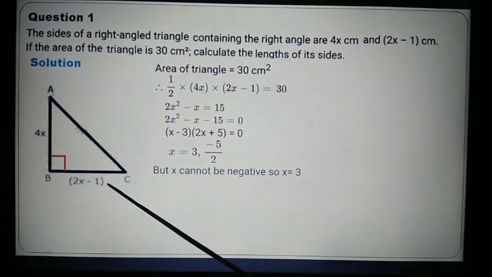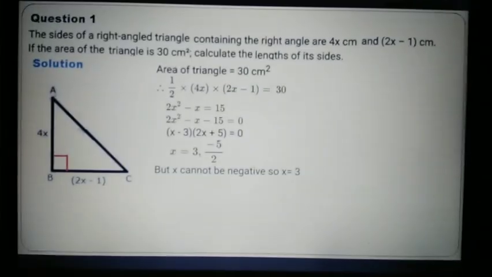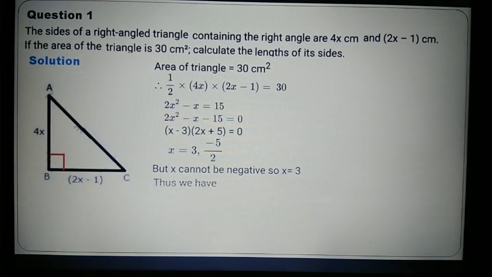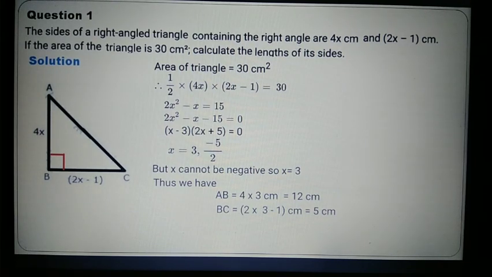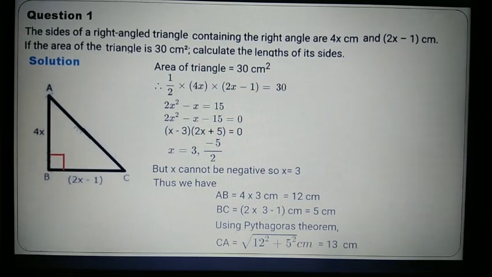Similarly we'll find what is BC. Okay, so we'll find BC in the same way. Then we'll get AB equals to 12 and BC will be 5 centimeter. Okay, so we have got AB and BC. Now our aim is to find AC, and this will be found using Pythagoras theorem. Okay, so Pythagoras theorem gives me AC or CA to be 13 centimeter.